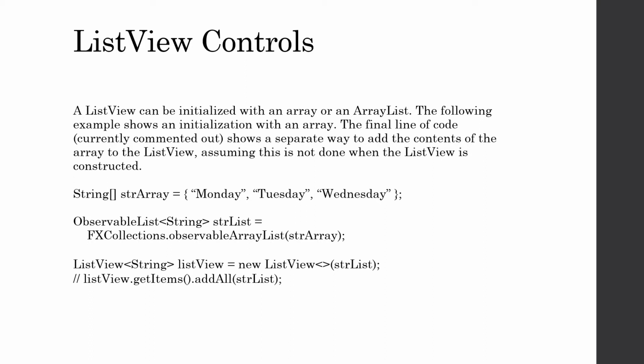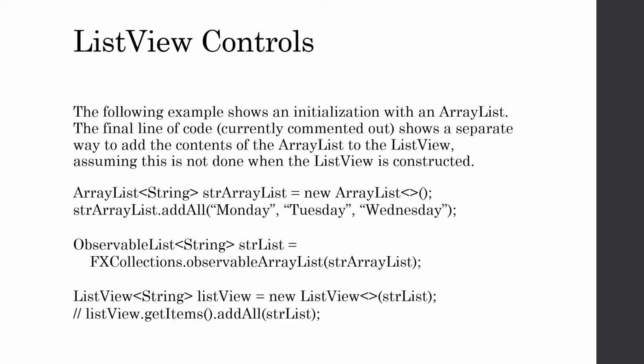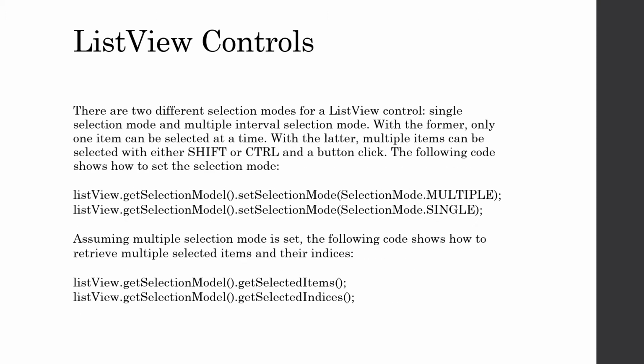So in a moment, I'll talk a little bit about initializing list views with either arrays or array lists. For now, I'm going to exclude these. The next thing I want to mention just briefly is that we're going to take a look at different selection modes. So we're going to see a multiple selection mode and a single selection mode. By default, it starts off in single selection mode, and we can change it to multiple, allowing you to pick multiple items in the list.